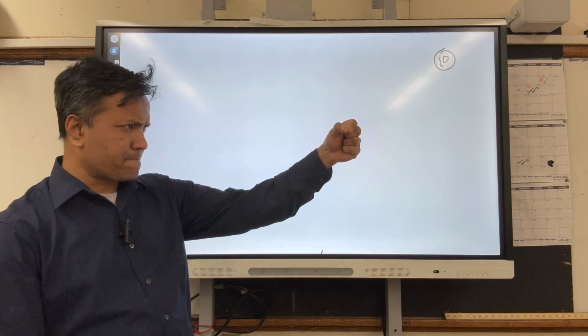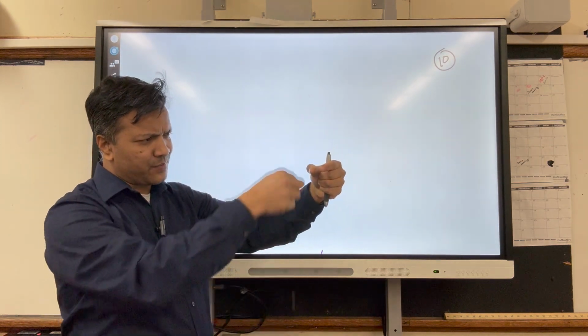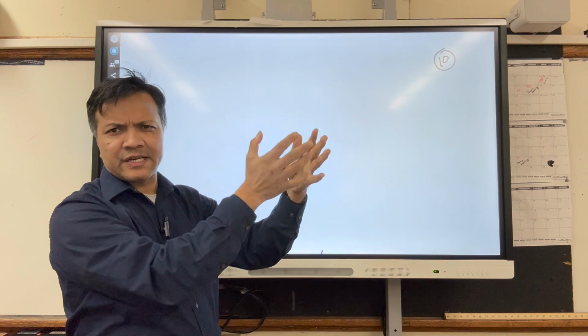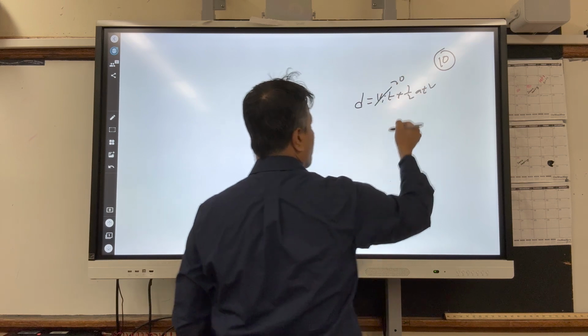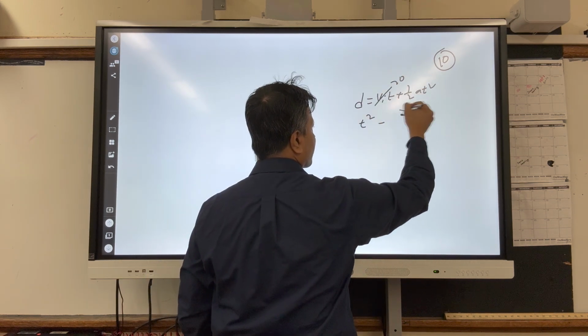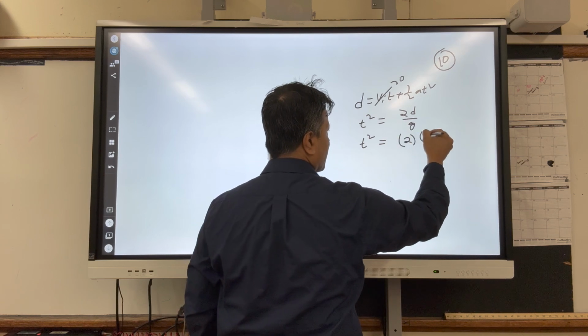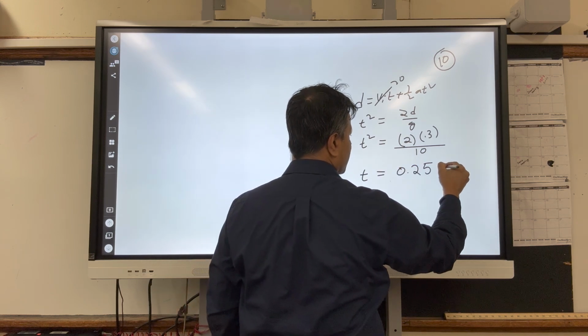Number 10 is Isaac problem. So Isaac, let's find Isaac's reaction time. Isaac drops the ruler to find the reaction time. He puts the two fingers with 0 meter between the two fingers and releases the ruler, and he grabs the ruler at 30 centimeters. That will give you his reaction time. So d is equal to v_i t plus half a t squared. So this is 0, of course. So t squared is equal to 2d over g, so t squared is equal to 2 times 0.3, 30 centimeter, over 10. So t is equal to 0.25 second.